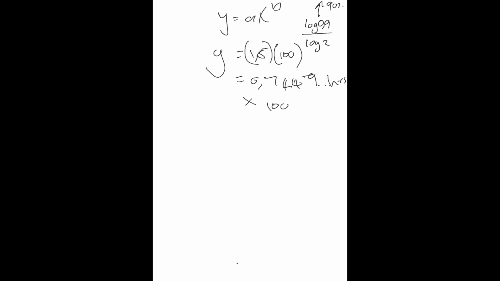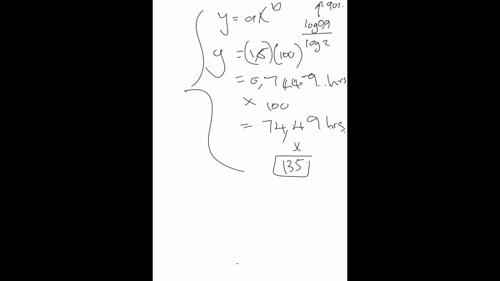So when we multiply that by 100, it gives us 74.49 hours. That's the total hours that we're going to be using. And then with regards to that, we can always calculate the amount of labor that they're using, which is multiplied by 135, but that is not really important. I just wanted to show you guys how you would ordinarily look at your learning curves. The learning curve is very important, guys.